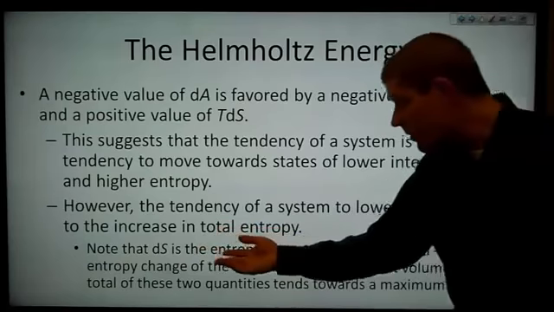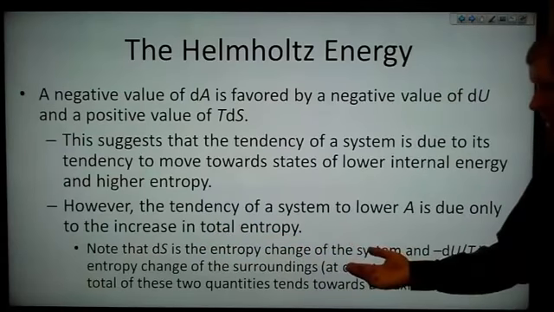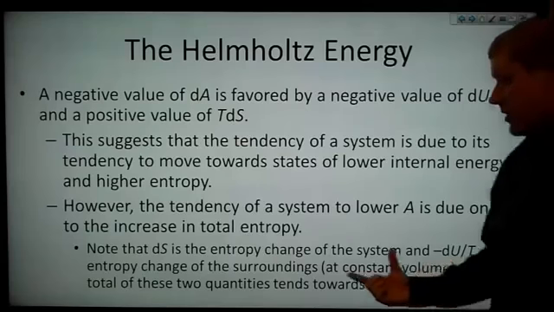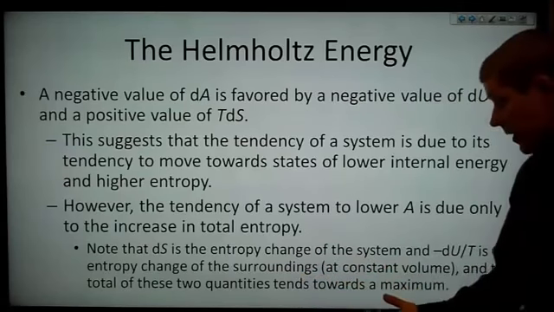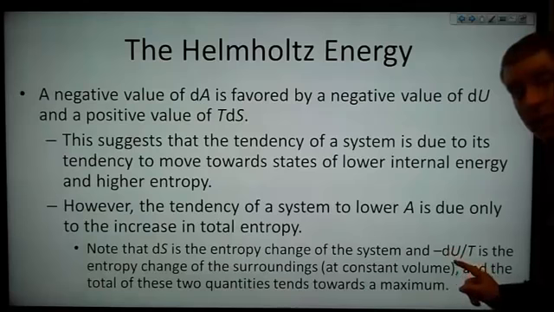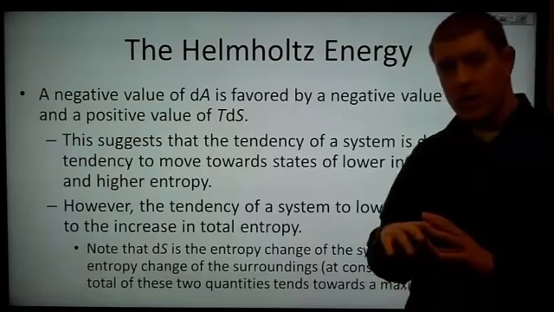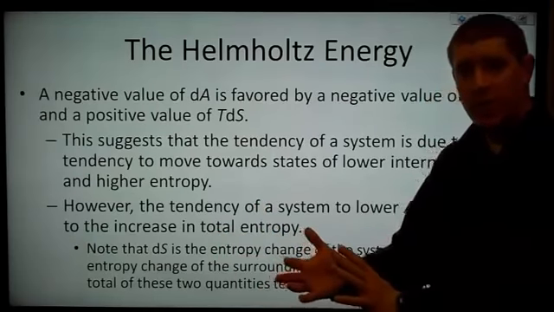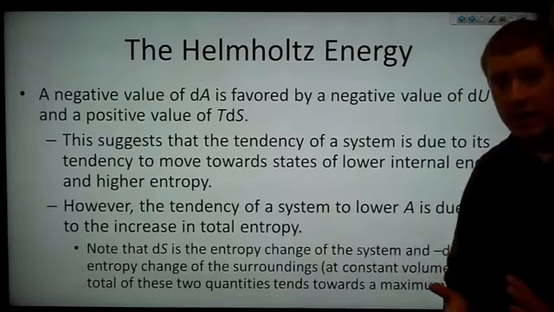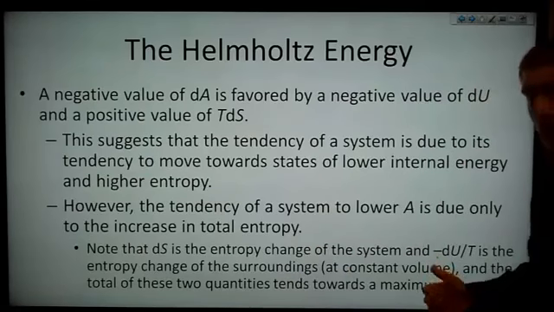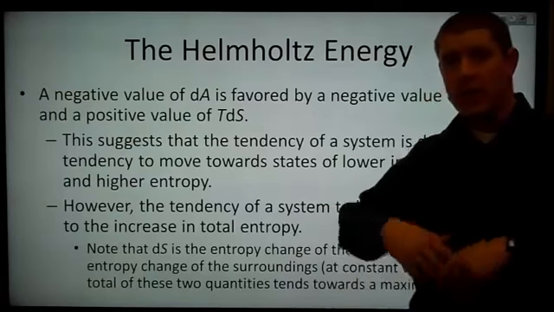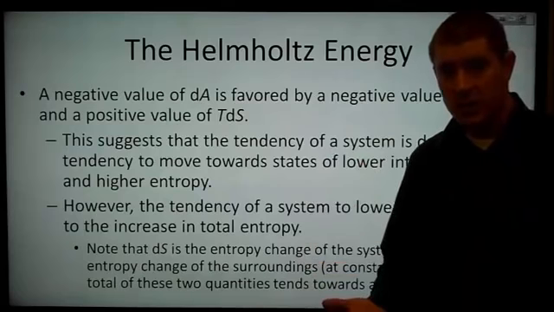Why? Well, remember that dS is only the entropy change of the system, and this quantity, negative dU over T, is the entropy change for the surroundings, because the dU here is a measure of the quantity of heat that's leaving our system. If heat is leaving our system, then the surroundings is gaining that energy, and so that's where the negative is coming from. And if the surroundings are gaining energy, then the entropy of the surroundings is increasing.